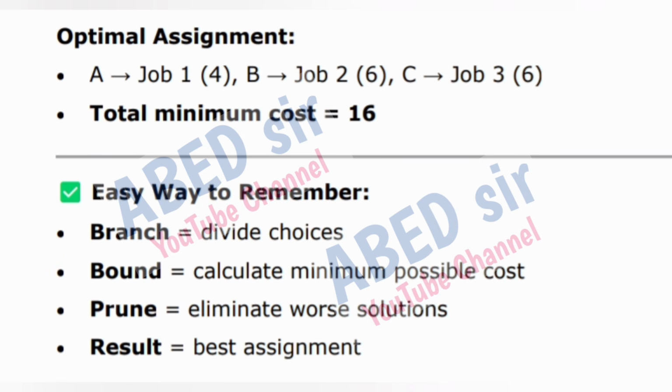Easy way to remember. Branch is equal to divide choices. Bound is equal to calculate minimum possible cost. Prune is equal to eliminate worse solutions. Result is equal to best assignment.